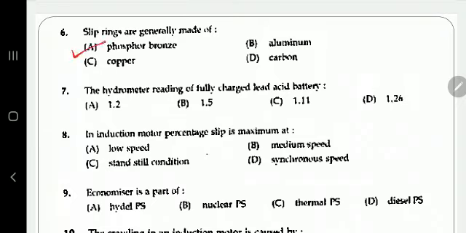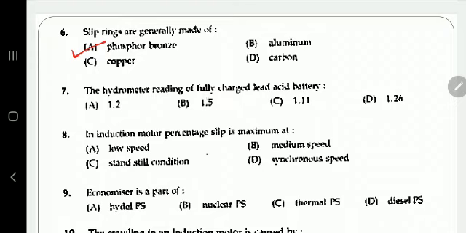Answer for this question is option A, phosphor bronze. And this material is actually harder than the carbon brushes, and this is to ensure that there is no wear for the slip rings. So, it is a harder material. So, that is phosphor bronze. Let's go into the next question, question number 7.